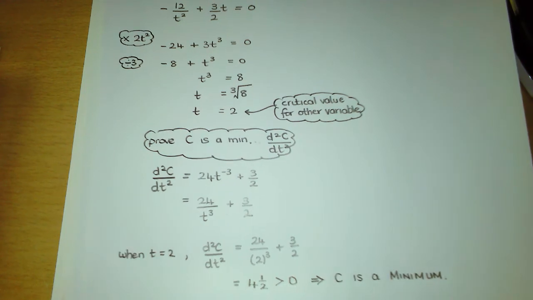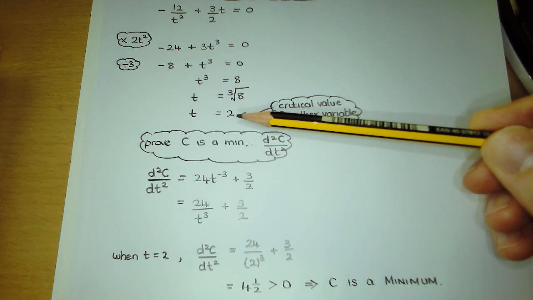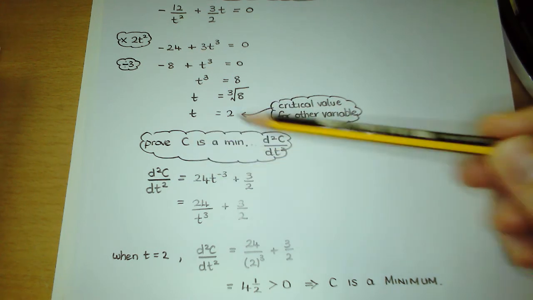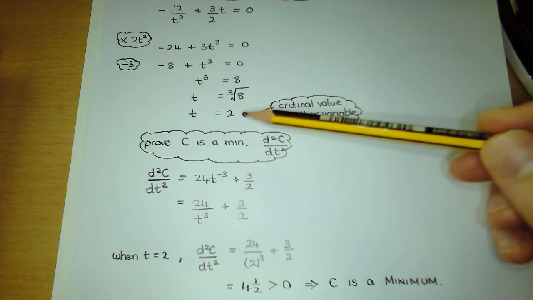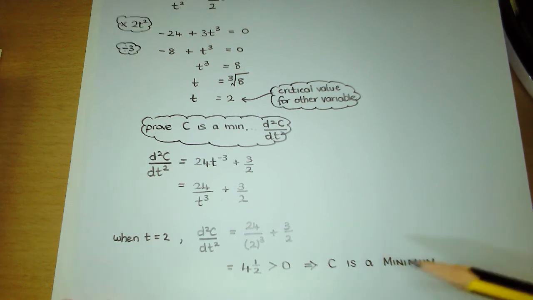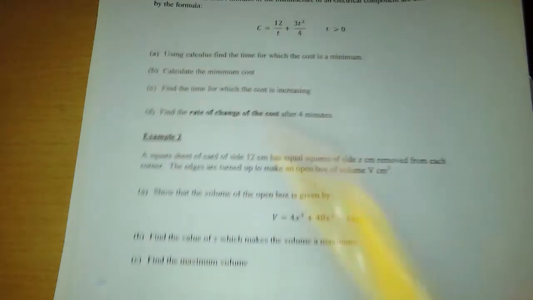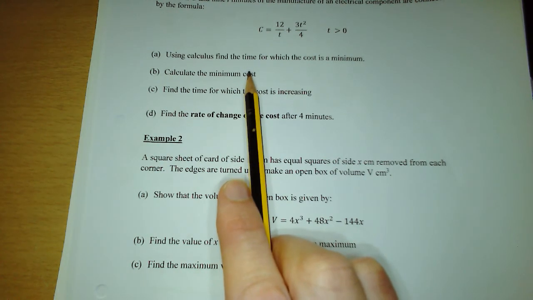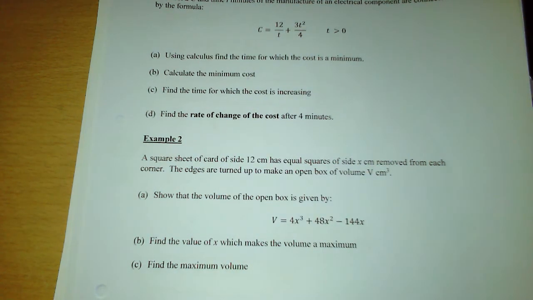Okay, so there's quite a bit to do in part A. Not only do you have to get the value of t that makes the cost a maximum or a minimum, you then need to prove, even though it didn't explicitly say, that the cost is a minimum for this value of t, which we've done. So we've now fully answered part A. Part B then, if we flick back, part B says calculate the minimum cost. So you're now subbing that critical value of t into the original equation to work out what the minimum cost actually is.